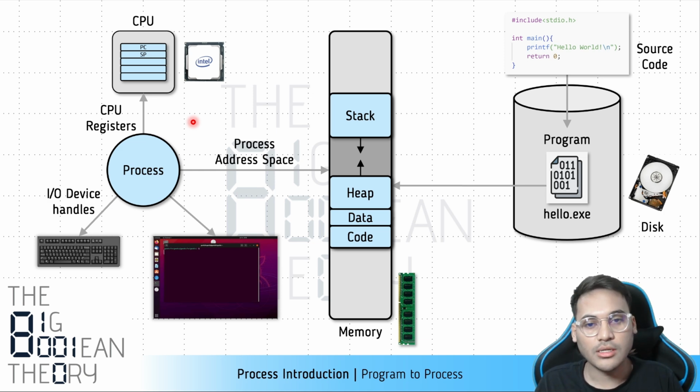So there are several setups that the operating system does when it is launching a program. It sets up the different pieces of computer hardware, and then the process can start running, right?